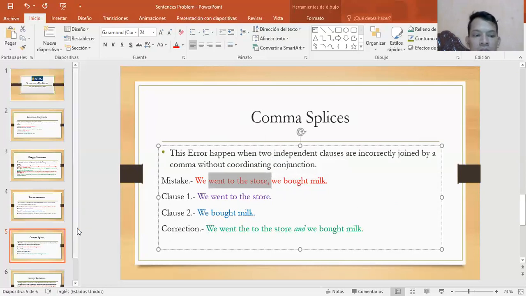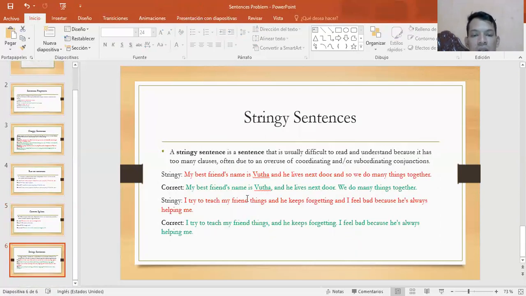We also have the last kind of sentence problem, which is stringy sentences. A stringy sentence is usually difficult to read and understand because it has too many clauses, often due to an overuse of coordinating or subordinating conjunctions. For example, this is a bad way to say: my best friend is Beauty and he lives next door, and so we do many things together.